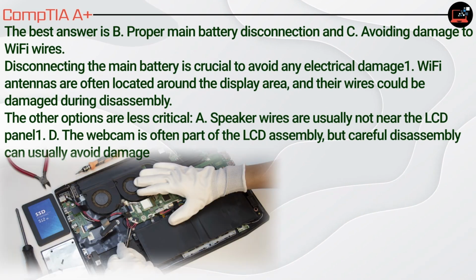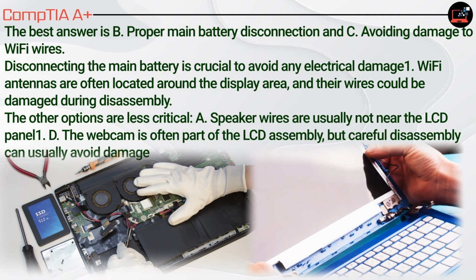The best answer is B, proper main battery disconnection, and C, avoiding damage to Wi-Fi wires. Disconnecting the main battery is crucial to avoid any electrical damage. Wi-Fi antennas are often located around the display area, and their wires could be damaged during disassembly.